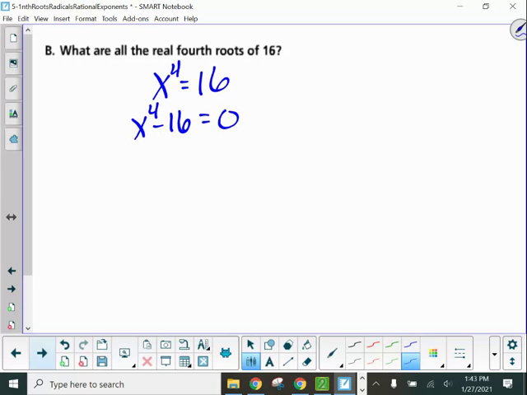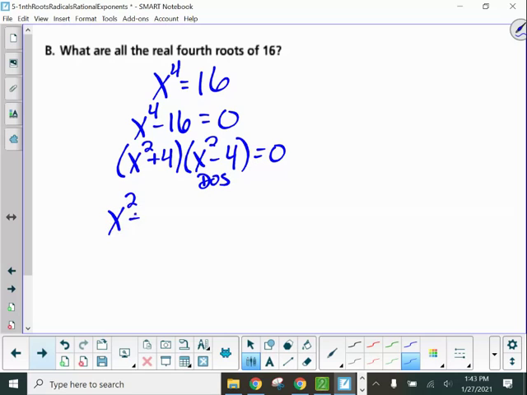So if I move the 16 over to the left, I have x to the 4th minus 16, which factors into x squared plus 4 and x squared minus 4, because that's a difference of squares. And then I have an additional difference of squares. X squared plus 4, I'm not going to factor that further, because the only way to factor that would be to get imaginary solutions, and it says real. So real means that we are excluding anything that has an i in it.